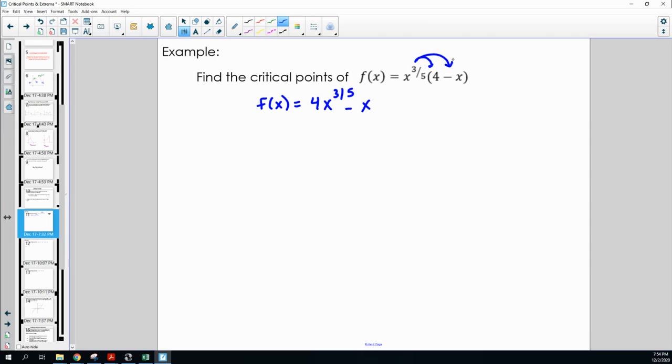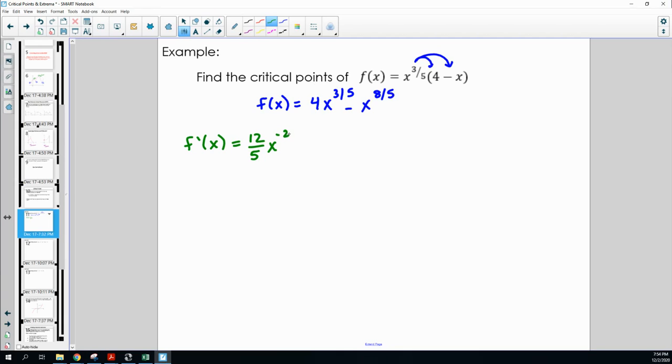So now when I multiply x to the 3/5 times this negative x, this is really x to the 5/5. When I multiply, I'm adding my exponents together, so I'm going to get 8/5. So now I can take the derivative of this by using the power rule. So f prime of x is equal to, we're going to multiply 3/5 times 4. So we get 12/5 x to the 3/5 minus 1, so minus 5/5.